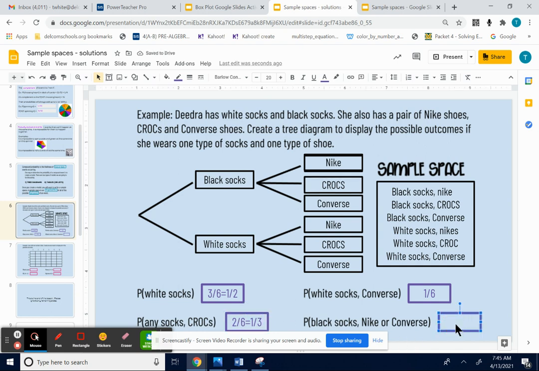Probability of black socks, and Nike or Converse. So black socks and either Nike or Converse. Black socks with Nike would work, black socks with Converse would work. Those are the only 2 that would work. So there's 2 favorable outcomes, 6 altogether. So that's also 2/6, which also reduces to 1/3. So that's called a tree diagram. Let's do one more problem.